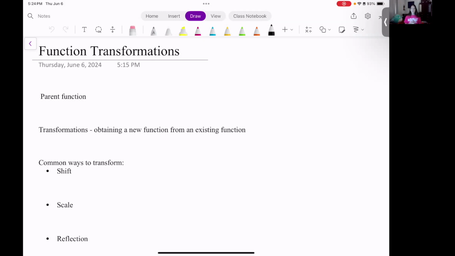The first thing that we need to talk about is a parent function. I've referenced this in my linear function video, but a parent function is the most basic form of a function. It has no adjustments to it. It's just the very basic y equals something x. For instance, y equals square root of x, y equals x squared. There is no scaling factor, no shift, no reflection. It's just the most basic form.